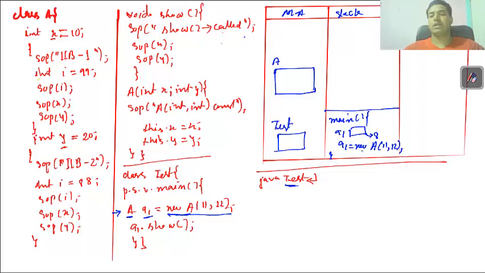When you call new A, the A constructor gets loaded. Inside this constructor you have two local variables: x is a local variable and the value you are supplying for x is 11, and y is again a local variable with the value 22. Once the constructor is loaded, the first statement in the constructor is super, and super we have also discussed in some earlier session.